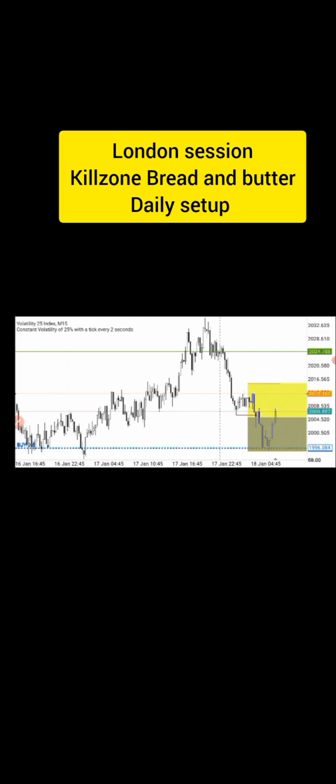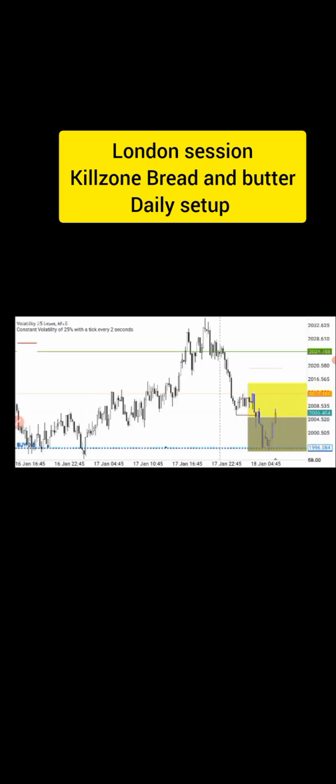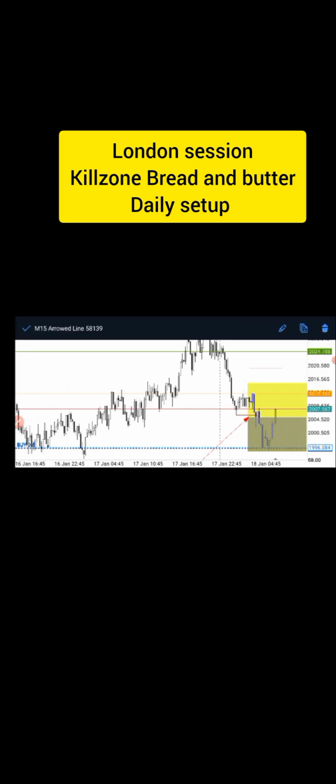So the yellow one is my premium, and this is my discount area. Don't forget that I actually divided it: the upper one is my premium, this is my discount. Since I had this break in market structure here, now I already know what I'm looking for. So I will just wait for my key zone.